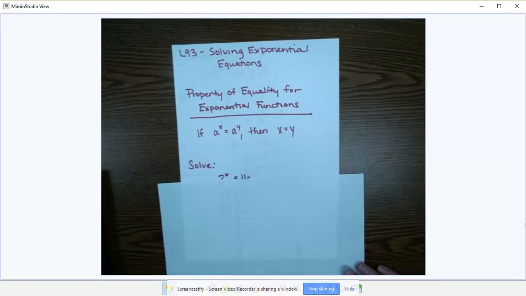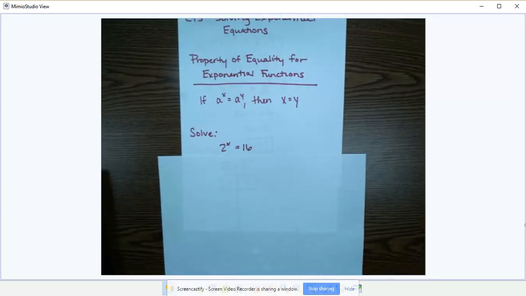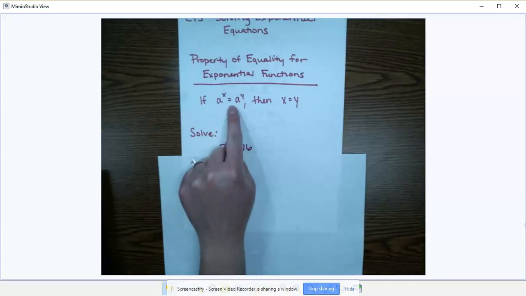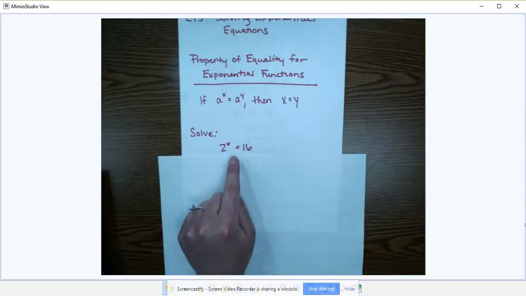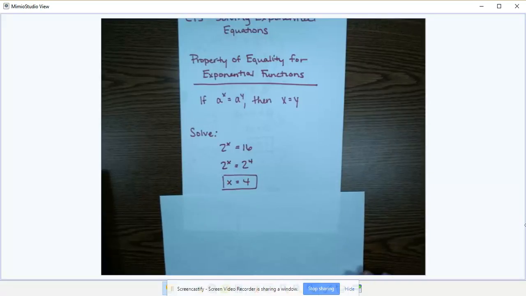We're going to use this rule in order to solve equations that look like this. So we have an exponential equation 2 to the x equals 16. Our goal is to rewrite it to look something like this. So we need to have like bases in order to solve this. Well, we can rewrite 16 as a power of 2. So if you think 2 to the 4th is 16, we can rewrite this equation as 2 to the x equals 2 to the 4th. That way we can immediately get to x equals 4 based off of the above property.